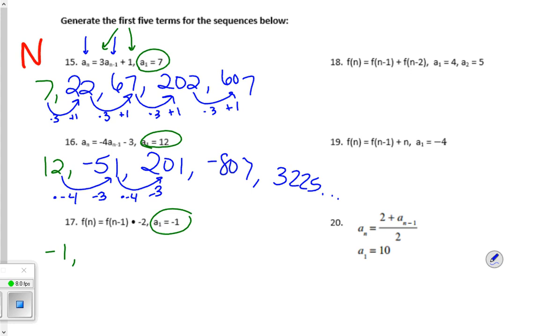Number 17, back to normal. The only thing that's going on is this times -2. So +2, -4, +8, -16. Because I'm just multiplying by -2 over and over and over. Okay. This right-hand side I'm about to explain.